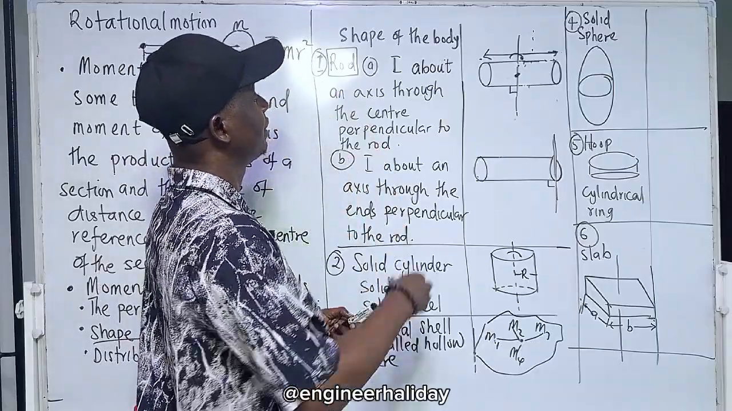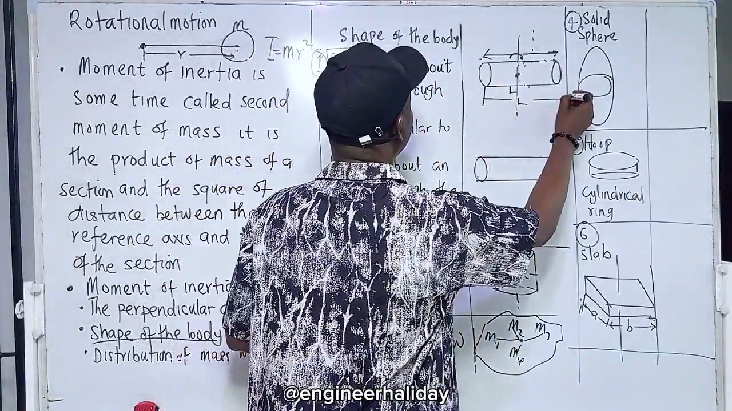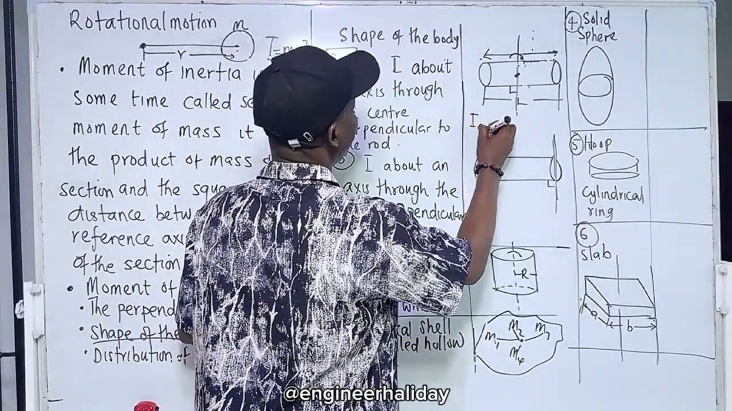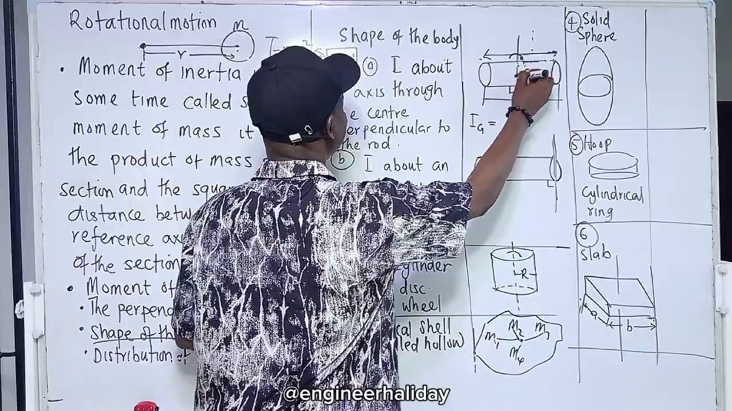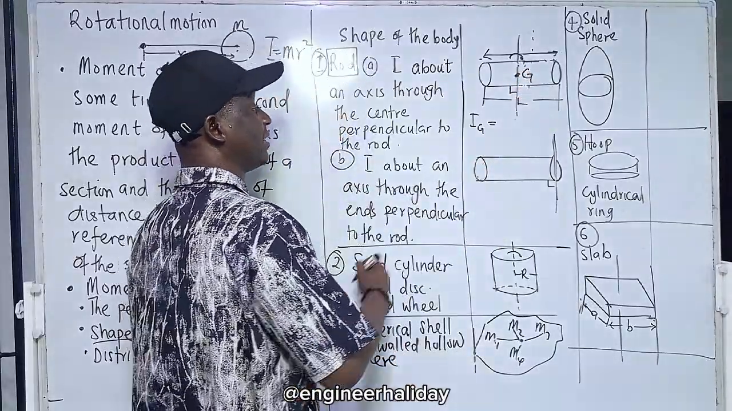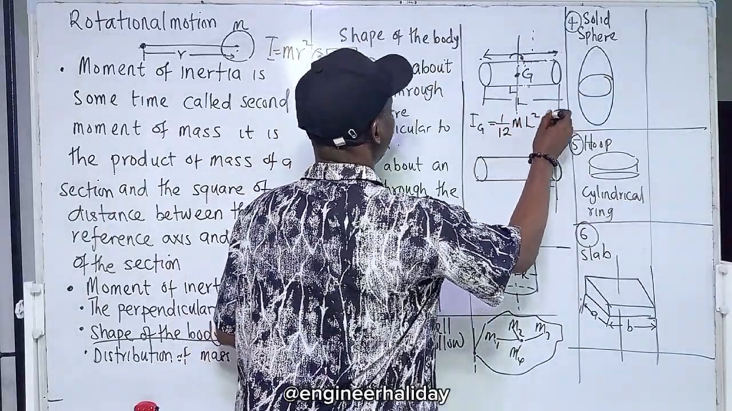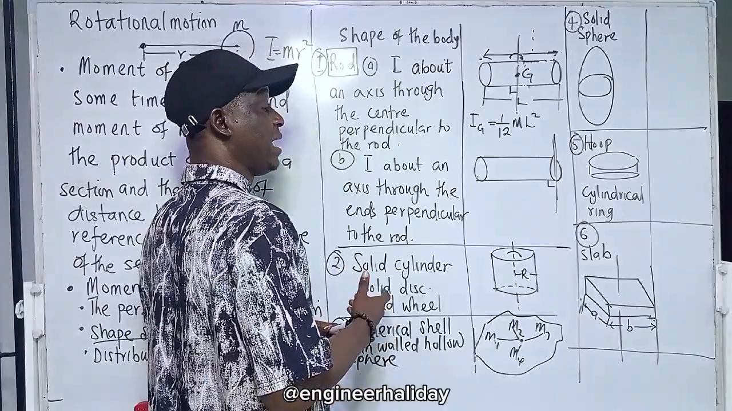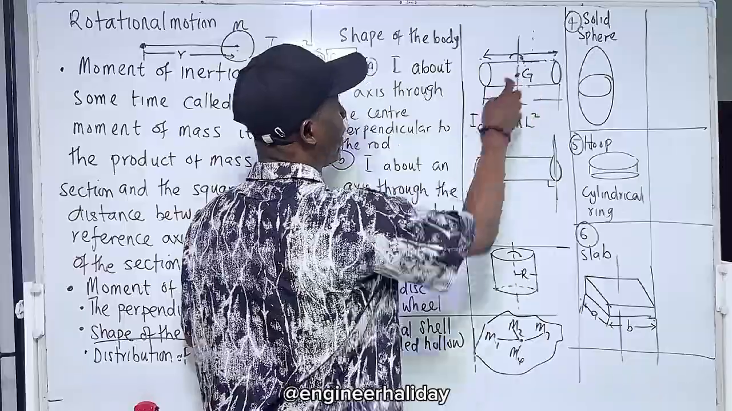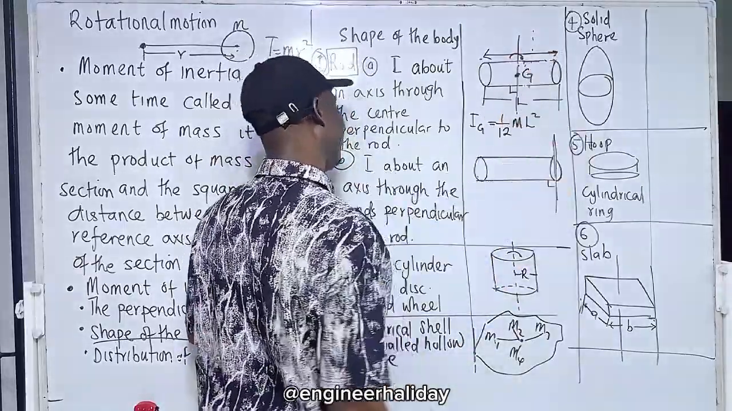A rod is something like this, which we just represent with a diagram. Let's say with a length of L. We want to find the moment of inertia about its center. This is G. We can call it IG. Anytime you say IG, it means about the center. And that will give us 1 over 12 ml square. Now, 1 over 12 ml square is the moment of inertia of the rod about its center and perpendicular to the rod itself.